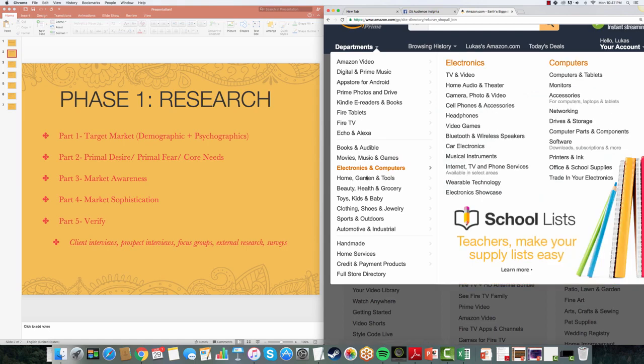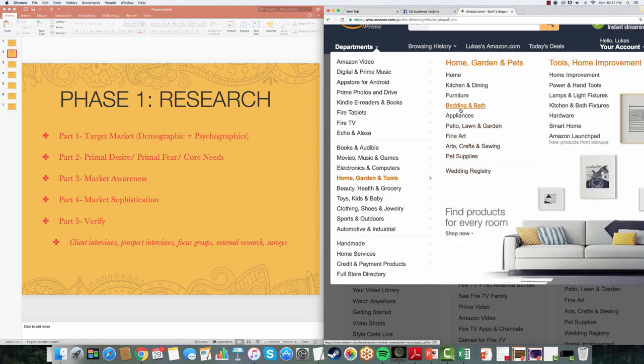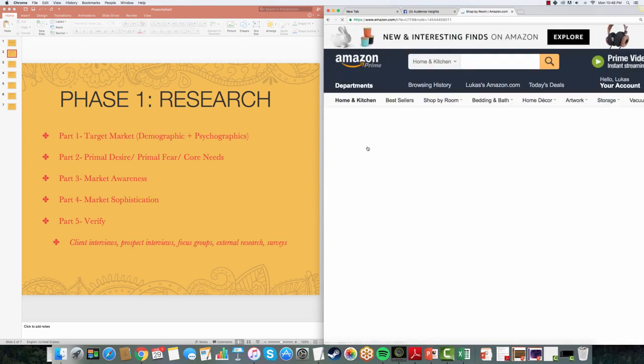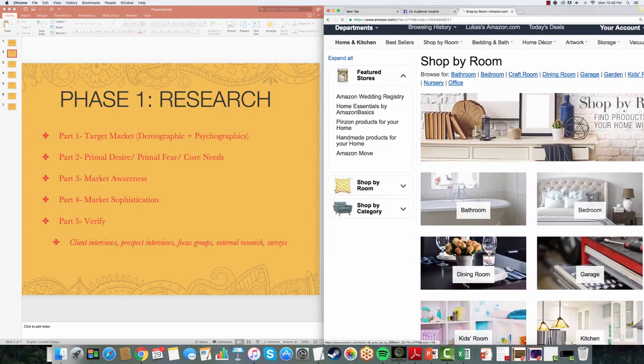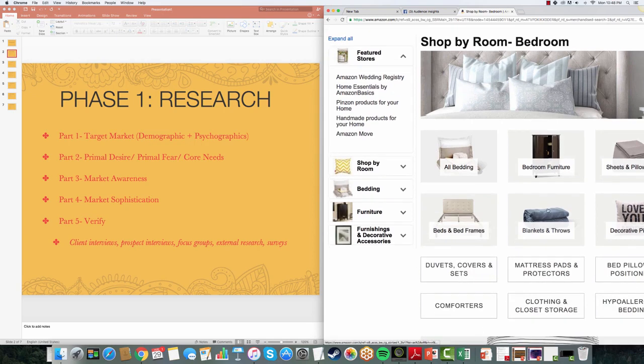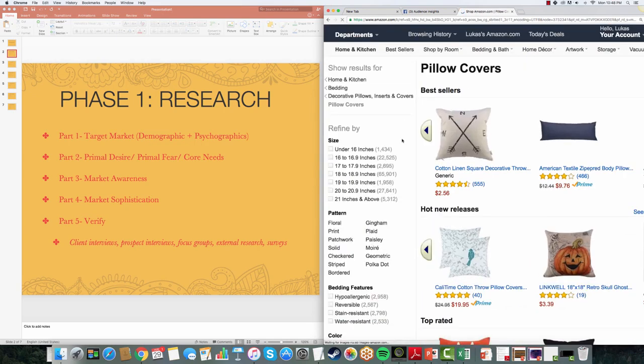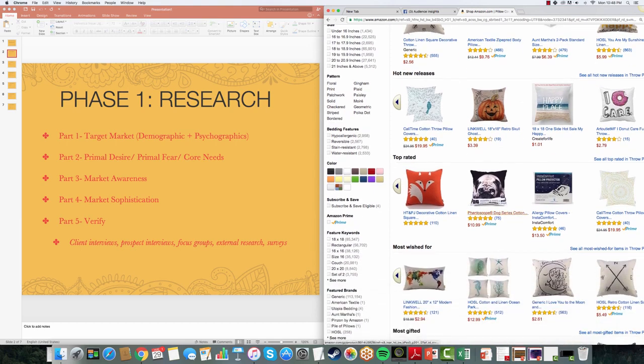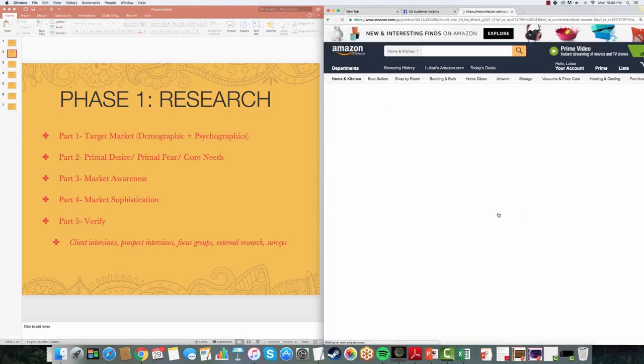Now, let's find something really simple. Let's look at a furniture piece, and we're shopping by room, and I'm just doing this randomly. We're going to shop by bedroom, and we're going to grab some decorative pillows. All right, so we're selling decorative pillows. 555 reviews on this cotton linen square decorative throw. 466 reviews for this American textile zippered body pillow. You can see here that if you are selling pillows with pictures of dogs on them, perhaps you should go look at this Fantascope dog series cotton pillow and see what people have to say about it.